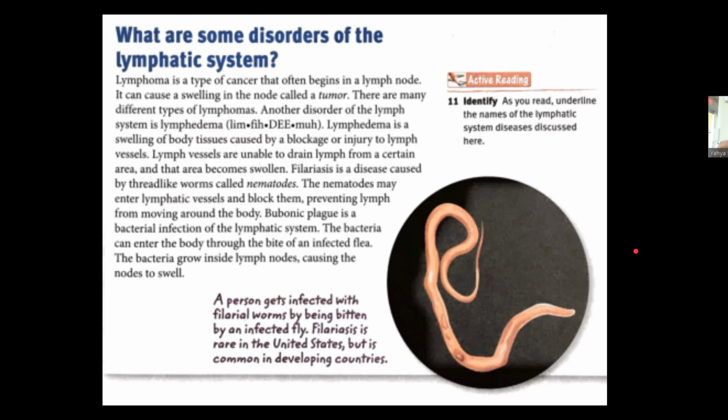So what can block the lymph vessels from draining the fluid properly? Well, one thing that can happen is that there's a worm called filarial worms that, if a person is infected, can go into the vessels and block up the vessels. Also, there's different kinds of bacteria that can also block the vessels as well.